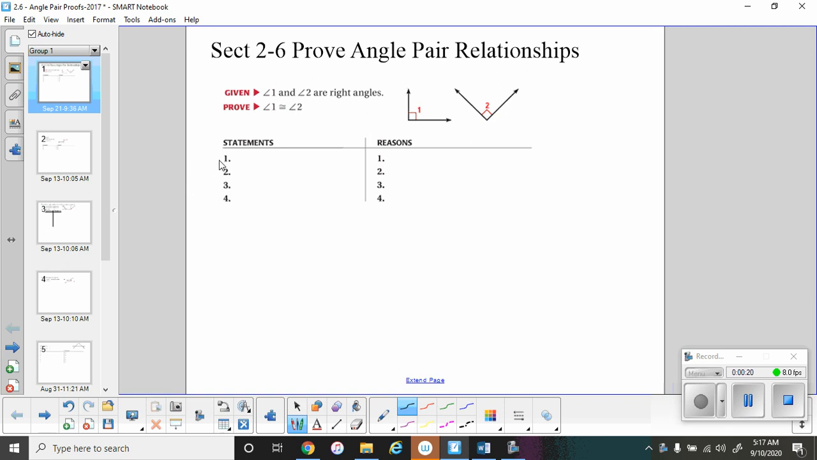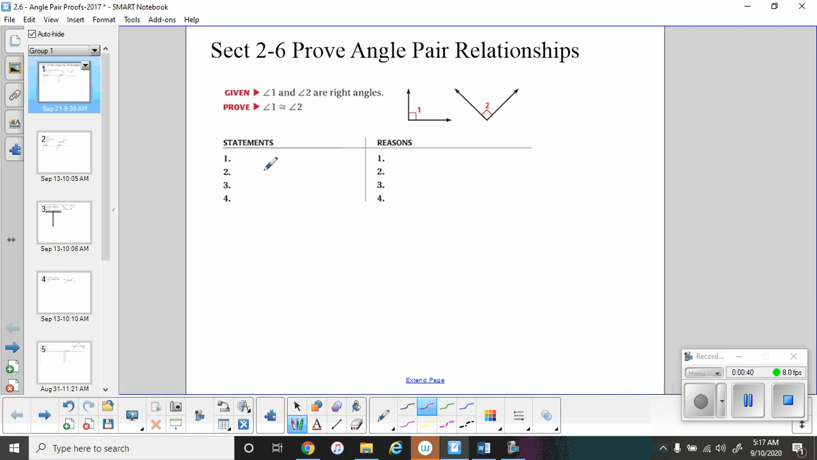We will have some that give you 1, 2, 3, 4. That doesn't mean that you have to have 4 statements and 4 reasons. Some proofs, they'll give you 4 and you'll only use 2. Sometimes they'll give you 3 and you'll use 6. So that just kind of gets you started.